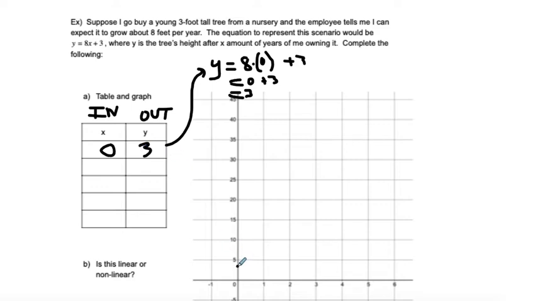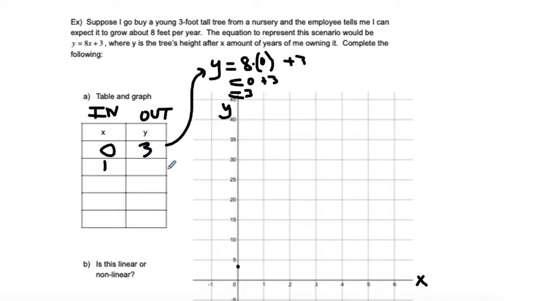Yippee. And if you want to mark that on the graph, hopefully you remember, this is always x, and this is your y-axis up here, going up and down. X is across horizontally. Now, 1 year later, my tree should have grown 8 feet taller, so if it started with 3, it should go up to 11.